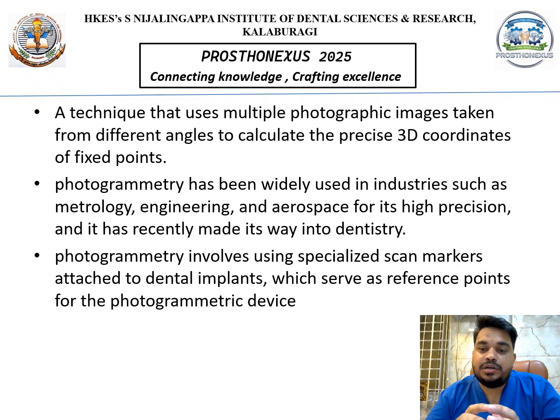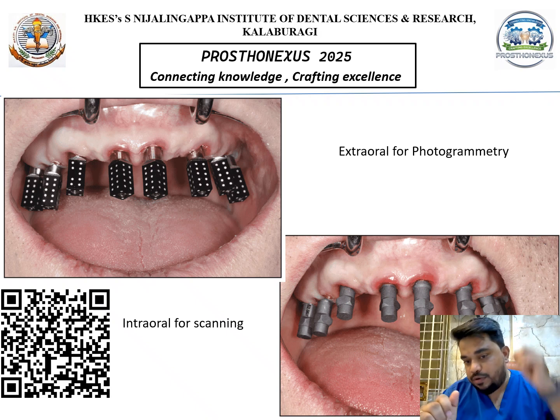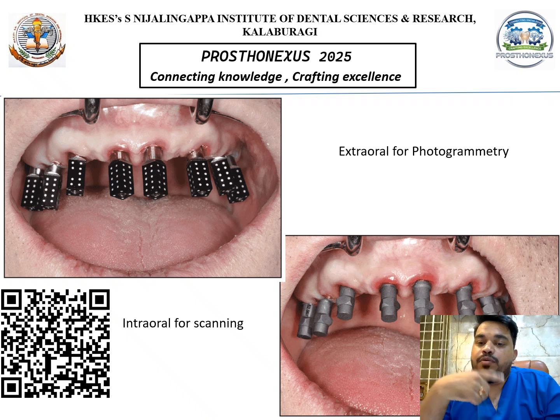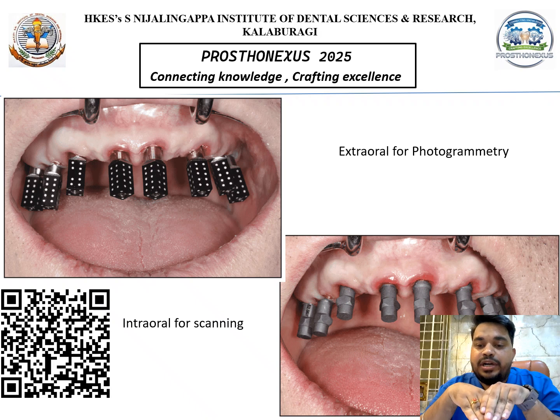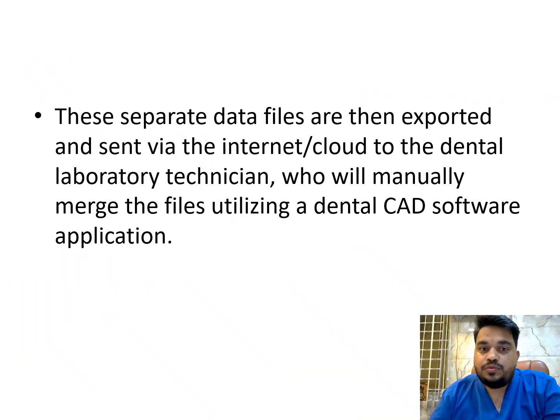So in photogrammetry, we basically do two things. One, we place markers in the patient's mouth and take an extraoral photograph. Then we place our scan bodies on the implants, and we do an intraoral scan. So we have an external photograph as well as the intraoral scan. Then these two data sets are merged to get the most accurate data outcome. That is how photogrammetry works. As I told you, the separate data will be manually merged using CAD software.